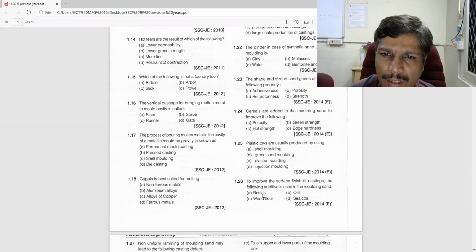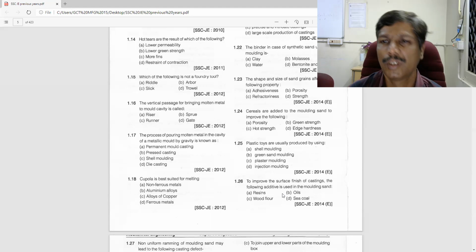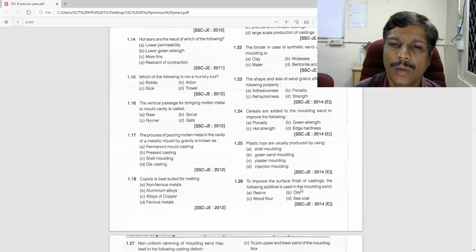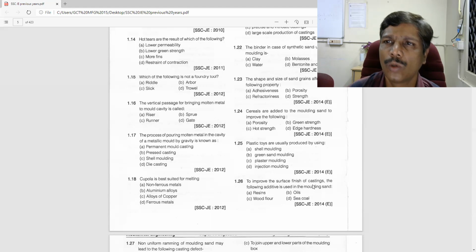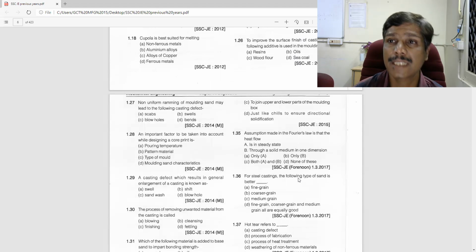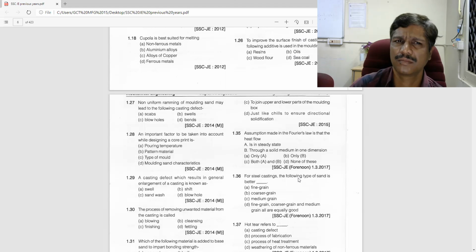So here the options are resin and oil, wood flour and sea coal. For surface finish, we have sea coal. Sea coal is the right option. So we can easily remember: surface finish, sea coal. S for S.